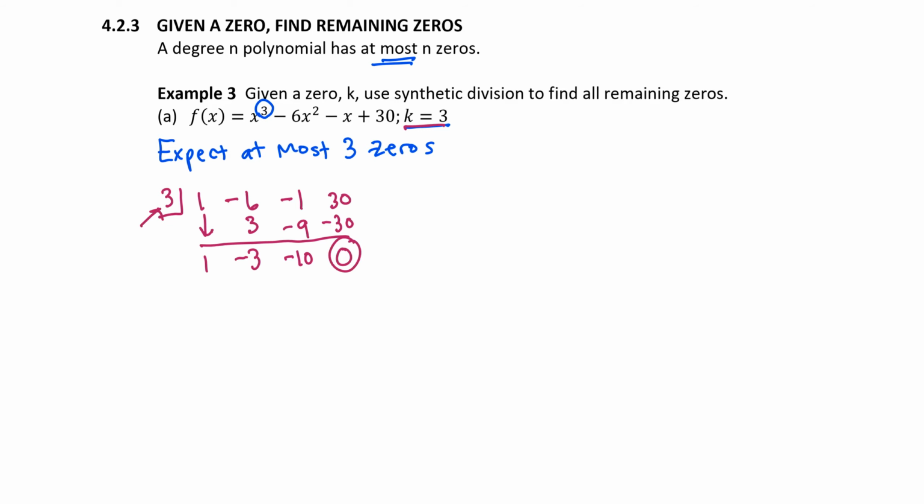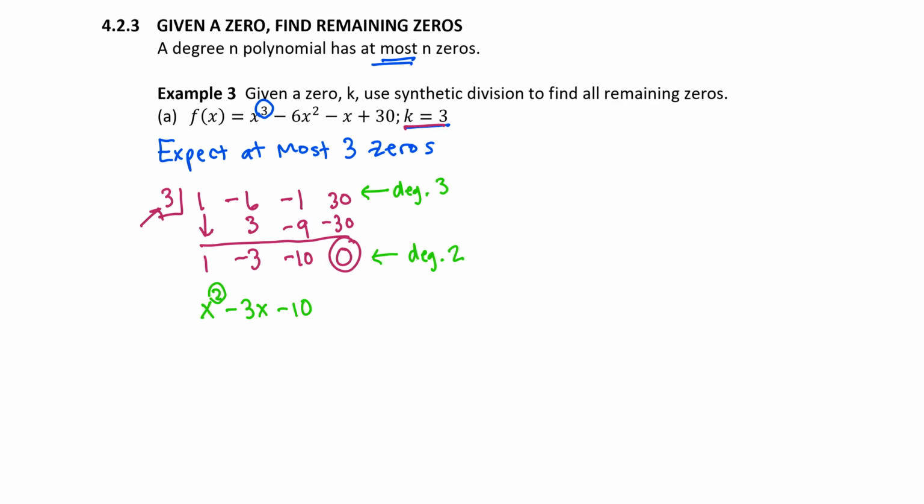Now, let's observe what we have from our synthetic division process. Remember, we began with a degree 3 polynomial, so this baseline represents a degree 2 polynomial. So let's go ahead and rewrite this as a polynomial. We'd end up with 1x squared minus 3x minus 10. Now, how many zeros would you expect to come out of this polynomial?